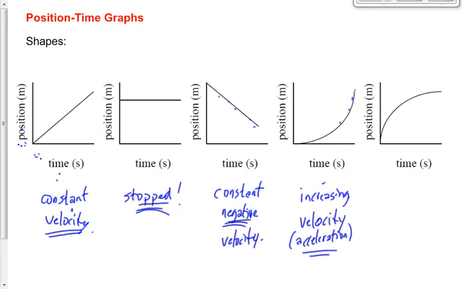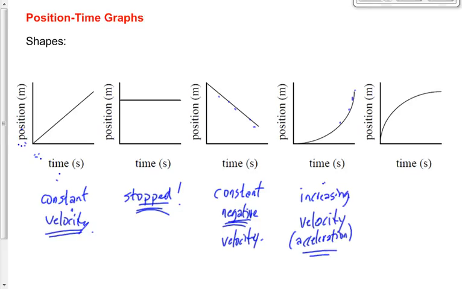The fifth one, here's the one that people always make a mistake on, get mixed up on. Fifth one. It's a curved line again, but it's curving differently than the last one was. What's going on here? Deceleration. Good. Here's what a lot of people will say.